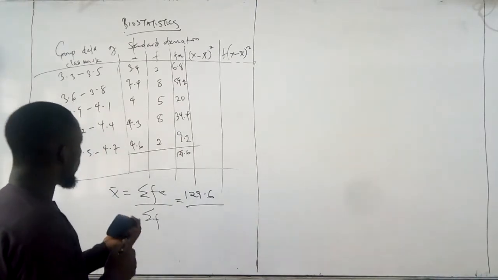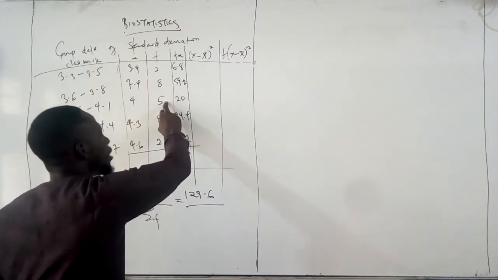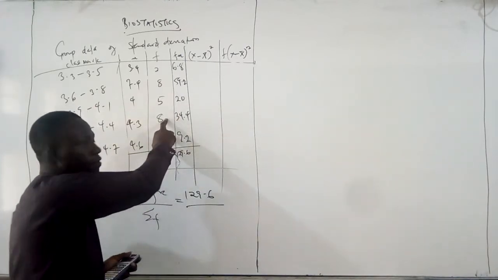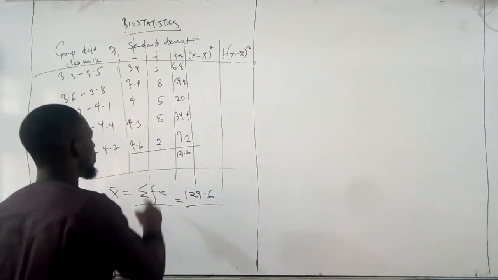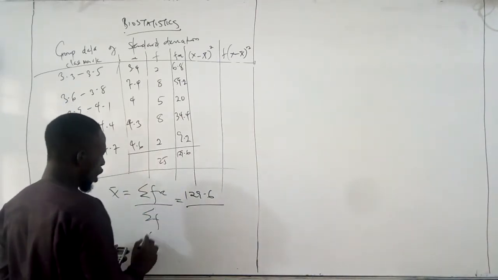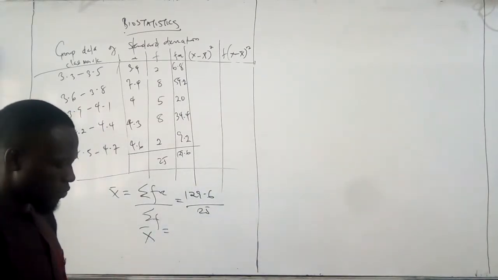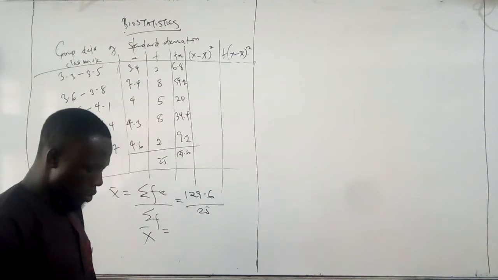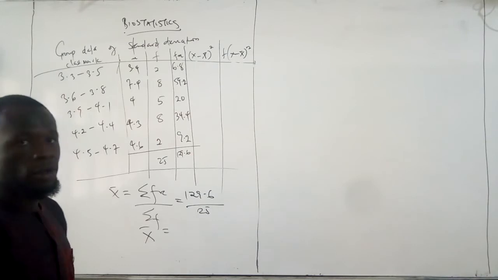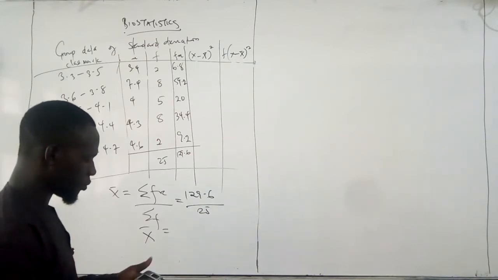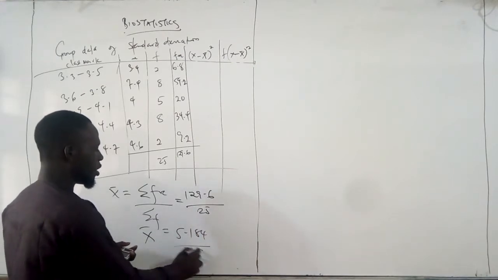Adding everything together for the f value, we have 2 plus 8, which is 10, plus 5 is 15, plus 8 is 23, plus 2 is 25. So our mean will be equal to the summation of fx divided by 25. You compute it with a calculator. I want you to do it with me. That would be the mean.